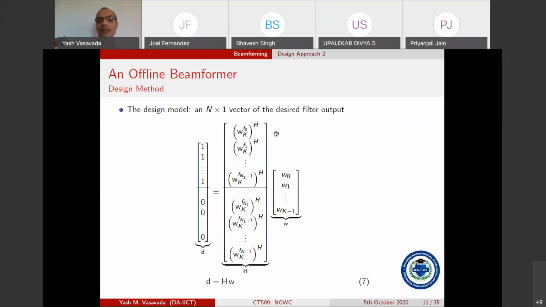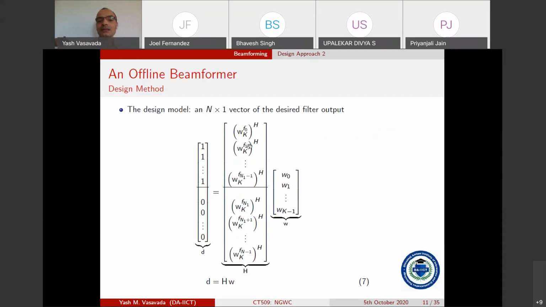And I'm saying that when I take that dot product, my output should be 1. Because I want to pass the signal, whichever signal it is, at this frequency f0. And so this is 1. This is my desired output vector, D.